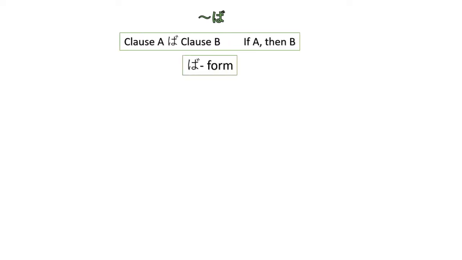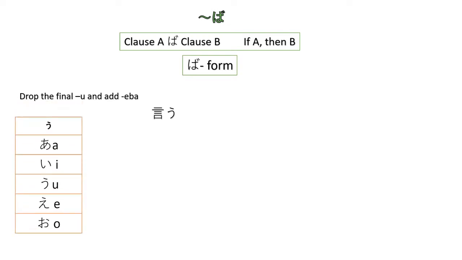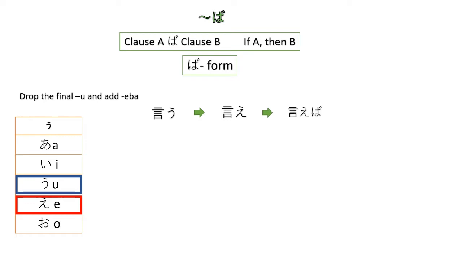So how do we conjugate the dictionary form of the verbs into the ba form? We just drop the final u and add ba. For example, iu, to say. So here we have the hiragana ladder, and this is u. We change it to e and then add ba: ieba, ieba. Okay, that's how simple it is.